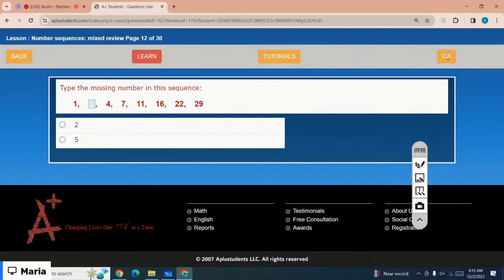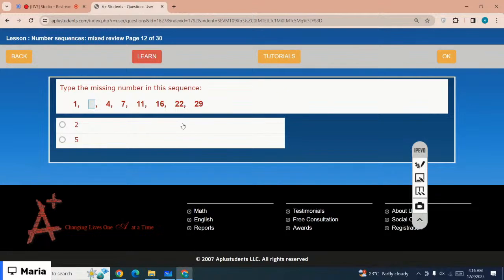Type the missing number in the sequence. Yes, the missing number is, the correct option is 2, right?